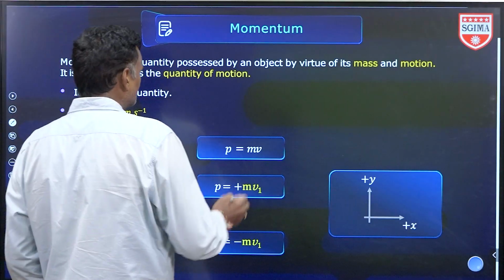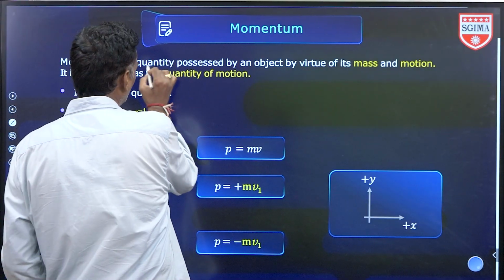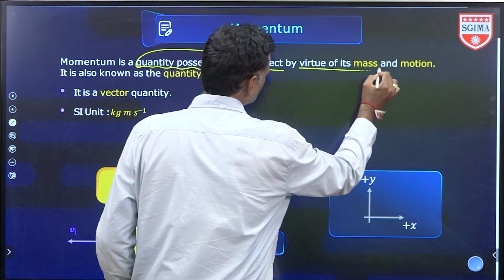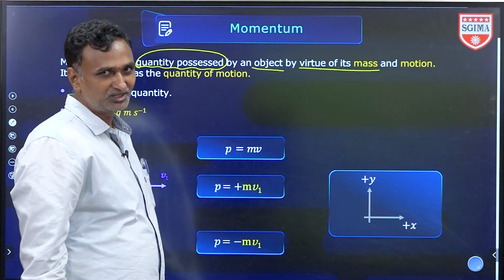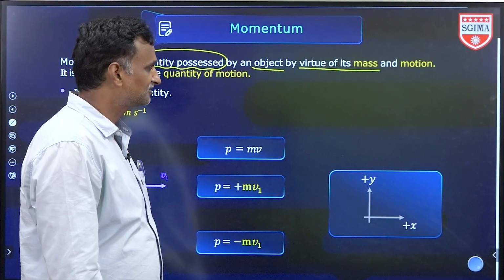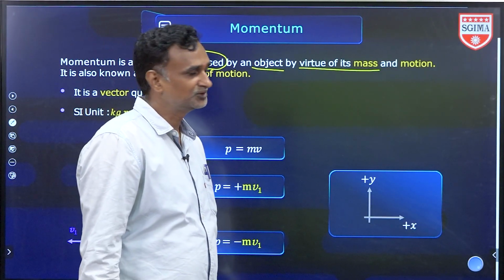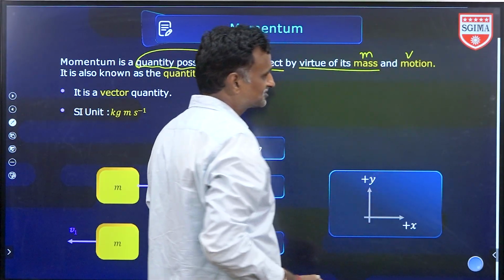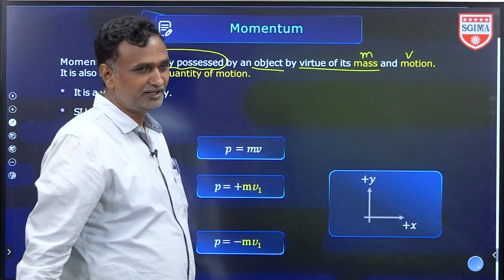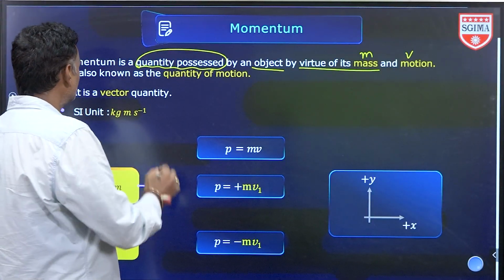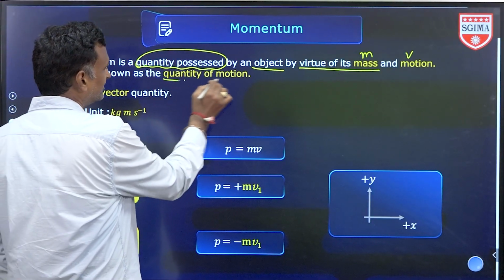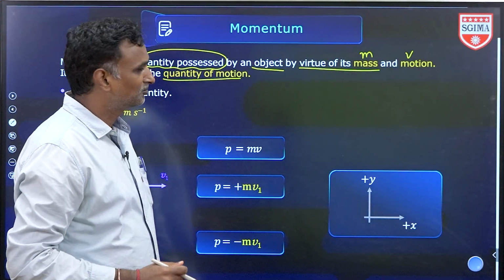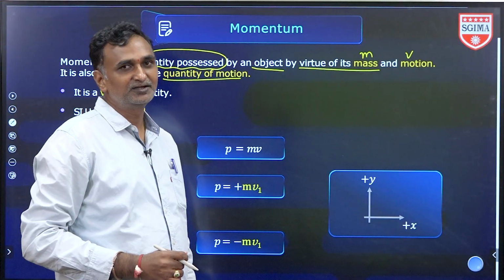But actually, here we can say it is the quantity possessed by the object by virtue of its mass and motion. Motion explains velocity, mass explains m. So nothing but mass into velocity, we can roughly take as the idea. Otherwise, this is the very important theoretical definition. It is also called quantity of motion. So momentum is also defined as quantity of motion.